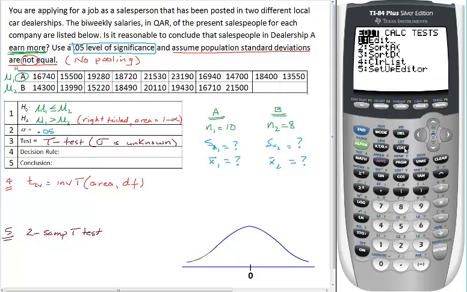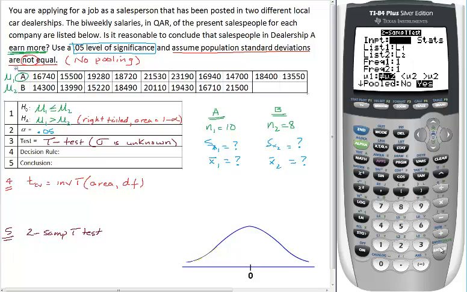So now I'm going to stat, and run that t-test. It's a 2-sample t-test, right? Now the very first thing, notice your first choice is your input. Are you inputting the data, or are you just giving me the statistics? If you know the standard deviation and the mean of each sample, you would use stats. However, we're using data, so data is highlighted, and list 1 has dealership A, list 2 has dealership B. Frequency, both should be 1 in this case.